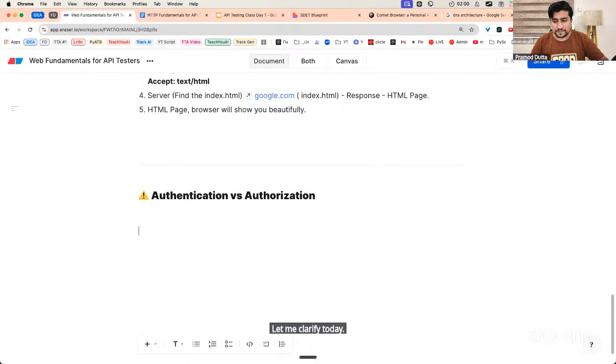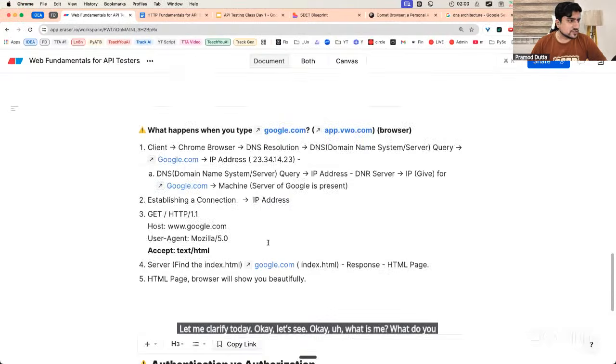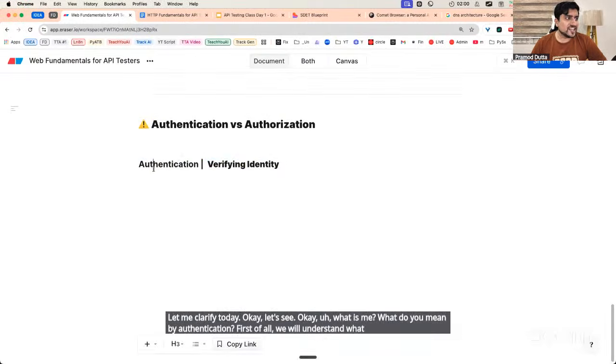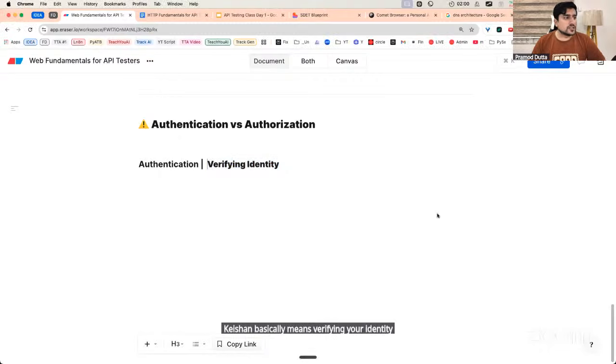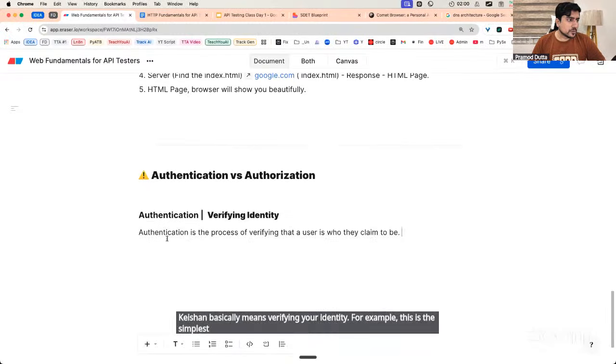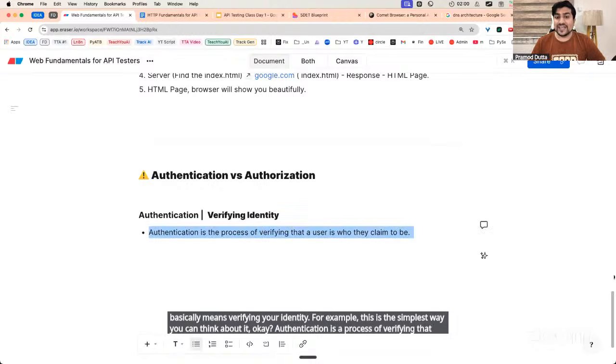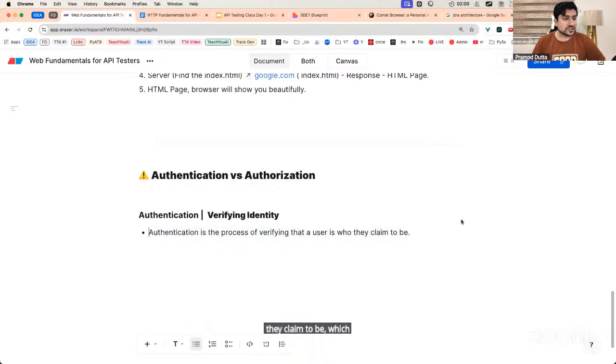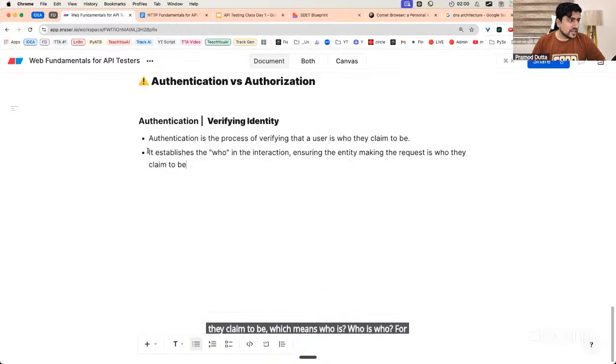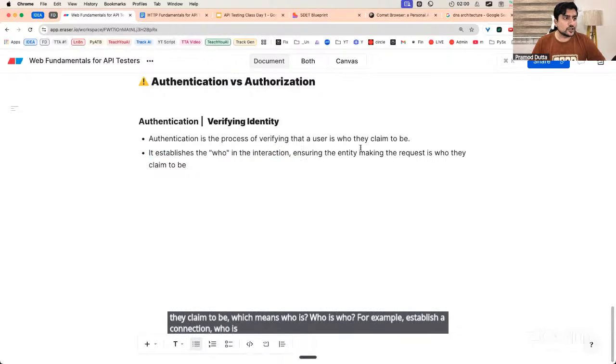What is this? Okay, let's see. What do you mean by authentication? First of all, we will understand what authentication is. Authentication basically means verifying your identity. For example, this is the simplest way you can think about it. Authentication is a process of verifying that a user is who they claim to be, which means who. You establish a connection and ensure the entity is who they say they are.